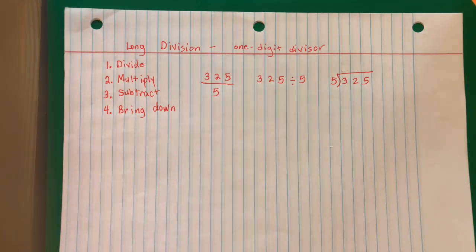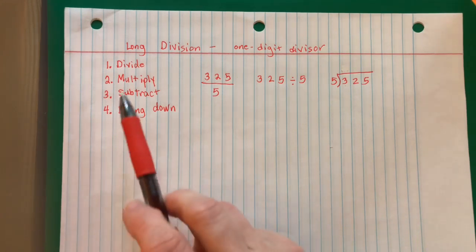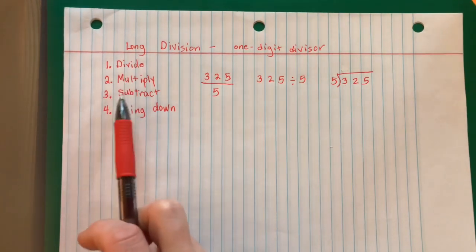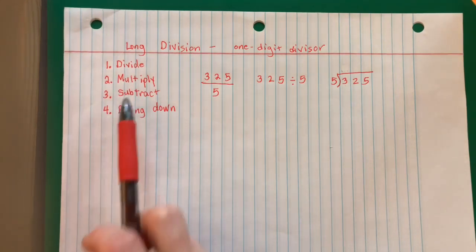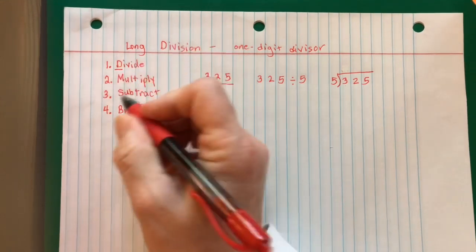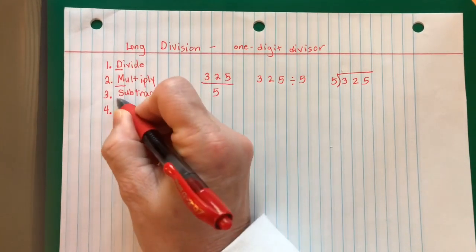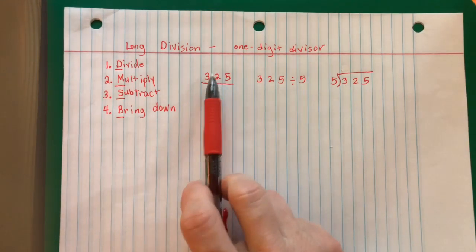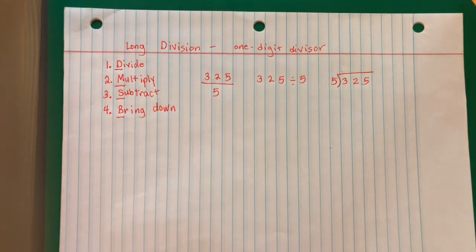Today we are going to look at long division with one-digit divisors. That means we're going to be dividing a number by a single-digit number. So the steps of long division are divide, multiply, subtract, bring down, and some people remember that as Does McDonald's sell cheeseburgers.